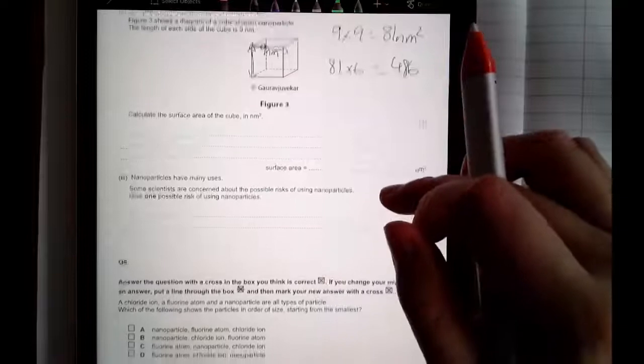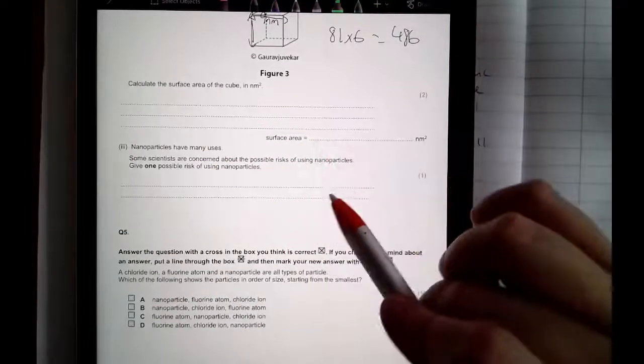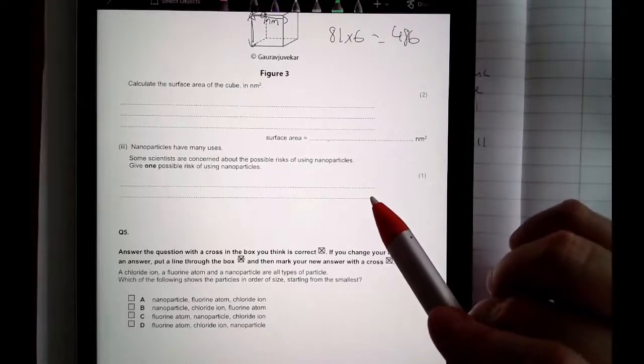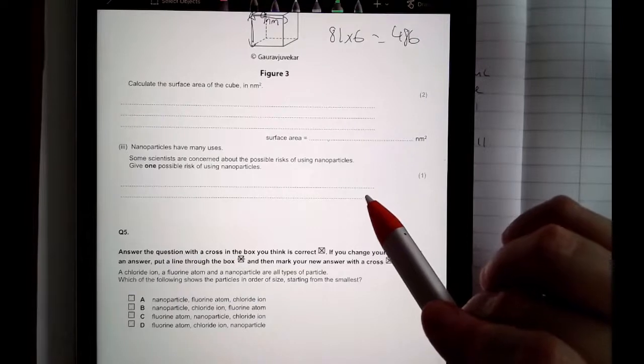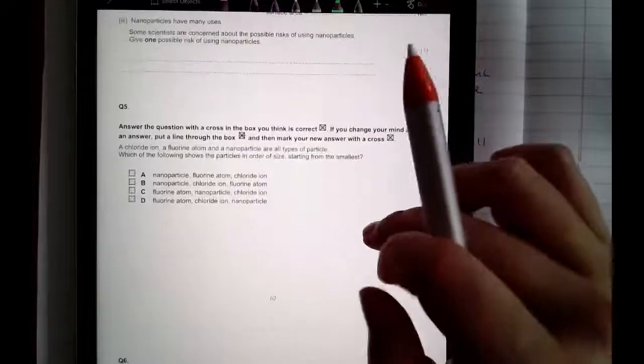Nanoparticles have many uses. Some scientists are concerned. One possible risk of using nanoparticles, it's what we've seen before. They're new, so you don't know the long-term effects. They could pass into your bloodstream. They could then damage cells, change the chemical reactions, all the rest of it. Just try and keep it as specific as possible.